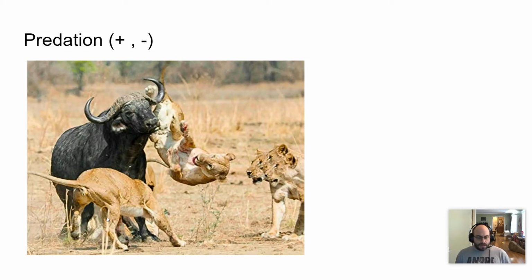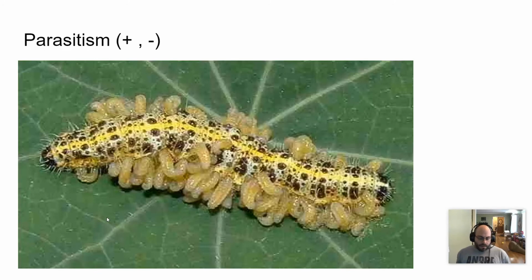And as you can see from this picture, this isn't always an easy endeavor. Sometimes it can be dangerous for the predator as well. But prey species have defenses as well. But this typically plays out to be a plus minus relationship. And then the last interaction that we'll look at is parasitism, which is also a plus minus interaction.